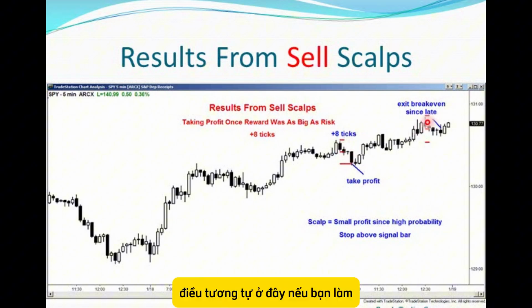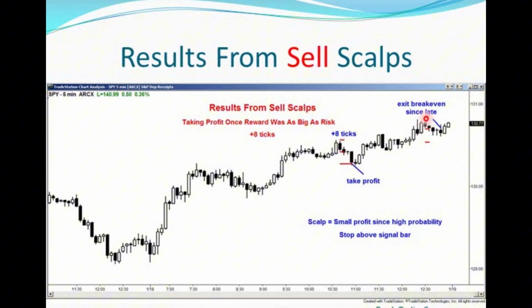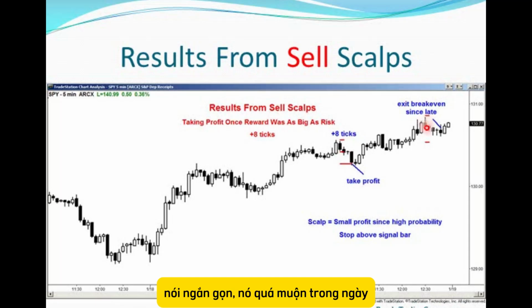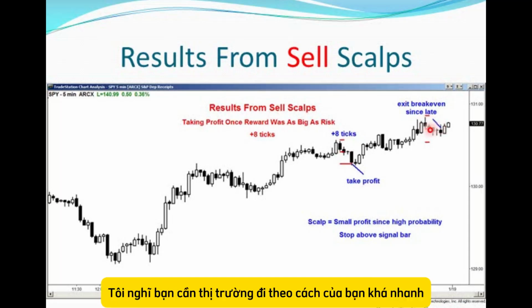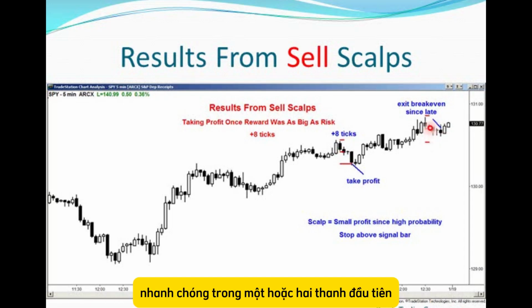Same thing here. If you do take this short, it's so late in the day, I think you need the market to go your way pretty quickly, within the first bar or two. And if it does not, I would get out at break even.